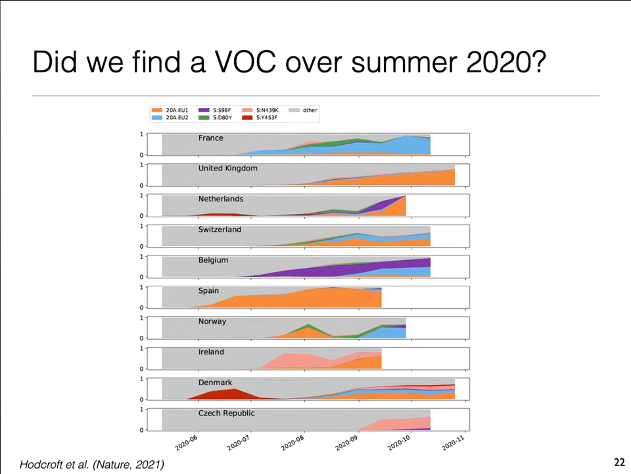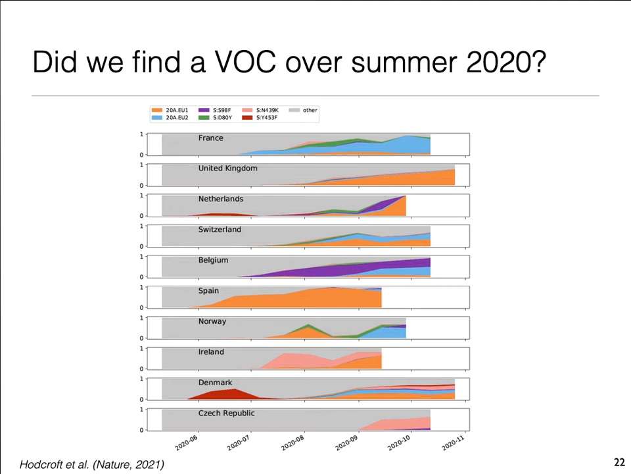However, in other countries it seemed to have not been able to take off. Say in Belgium it didn't really take off. In Norway it took off, but then other variants took over. So this was a first sign that not necessarily is this orange variant, 20A.EU1, really more transmissible. However, this was comparative, looking at the frequency evolution through time.